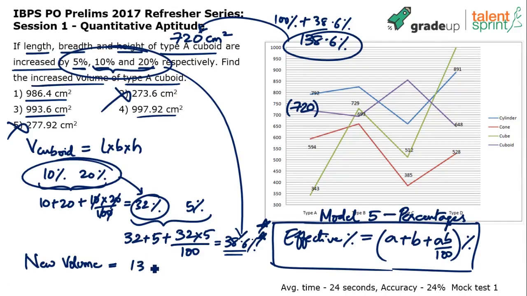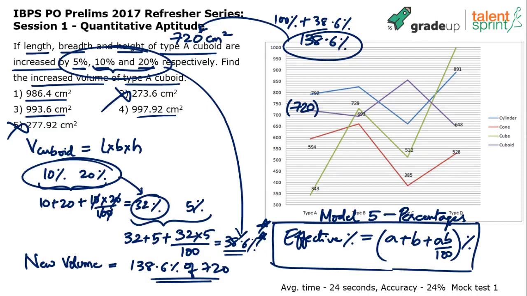Directly you can say it is going to be 138.6% of 720. Now this calculation you need to do. But then don't panic. If you use a smart method, like the units digit method, you don't have to do this calculation at all. Again, without putting pen on paper, you will know that the answer cannot be option 1 or option 3.